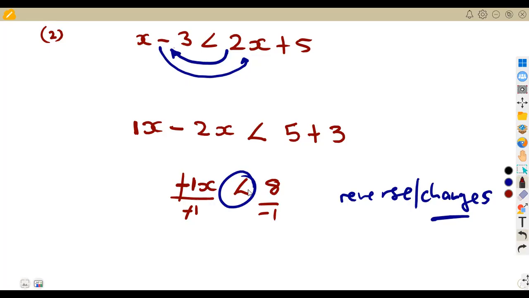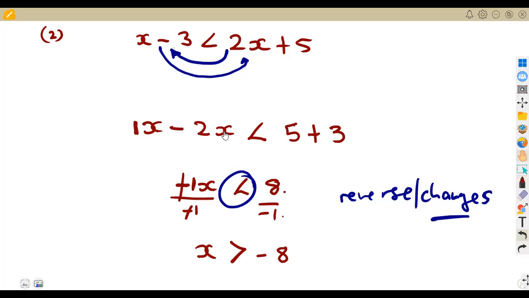So it was less than like this. So you're going to see the sign this way. It reverses. So x is now greater than 8 divided by -1. That will be -8. Or you can use your calculator to divide. So the sign reverses.